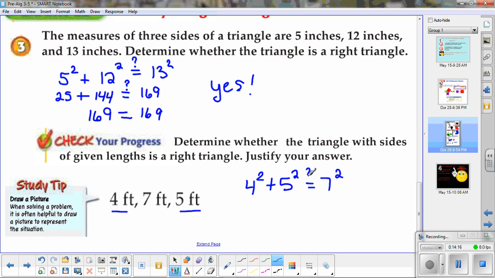So we're going to test that and see if that's true. 4 squared is 4 times 4, which is 16, plus 5 squared, which is 5 times 5, that's 25. We want to see if that's equal to 7 squared, which is 7 times 7, or 49. 16 plus 25 is 41. 41 does not equal 49. Therefore, it is not a right triangle.